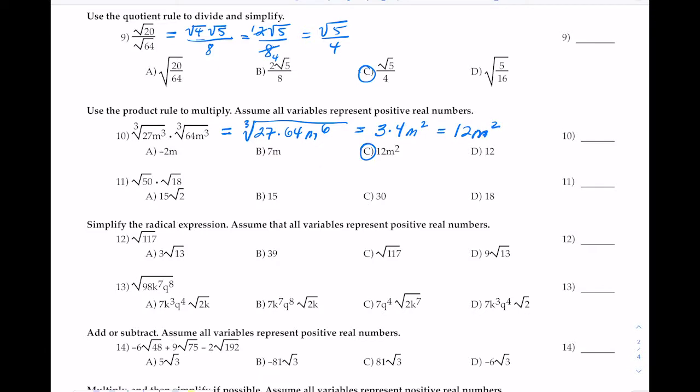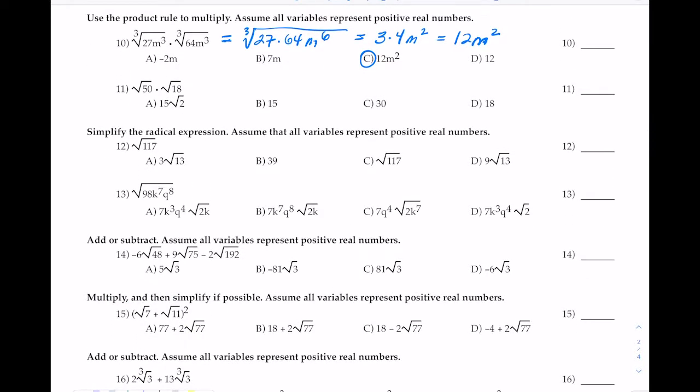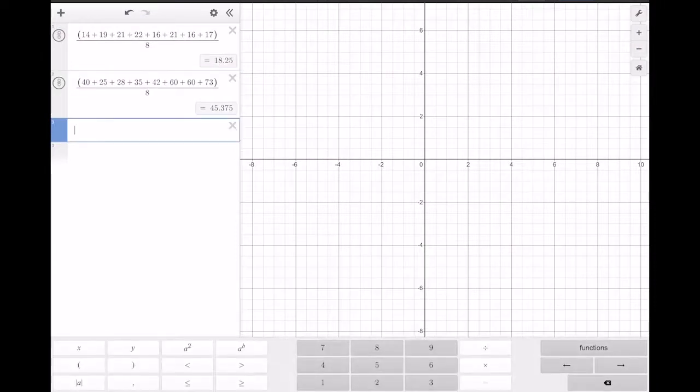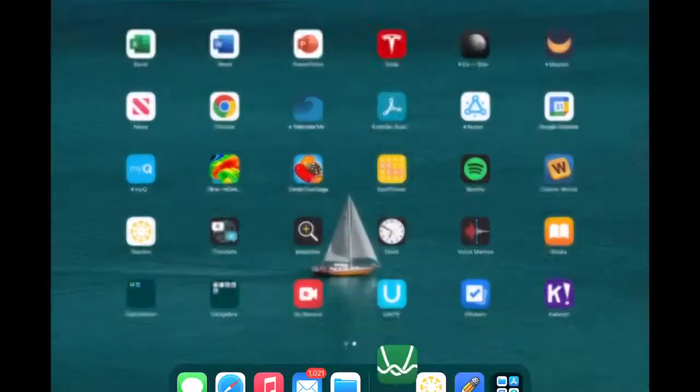So letter C. In number 11 rather, I can't take the square root of 50 evenly, and I can't take the square root of 18 evenly, but I can break them down separately. Sometimes it might help to multiply the two numbers together, and then you're able to maybe take a square root evenly. So we can try multiplying 50 times 18 and see what we get. And 50 times 18 is 900, and you can take the square root of 900 evenly.